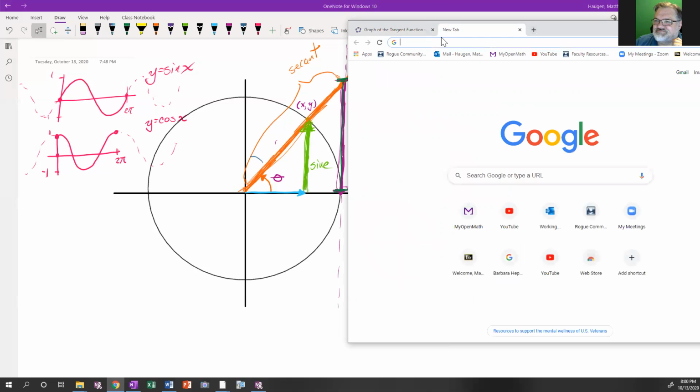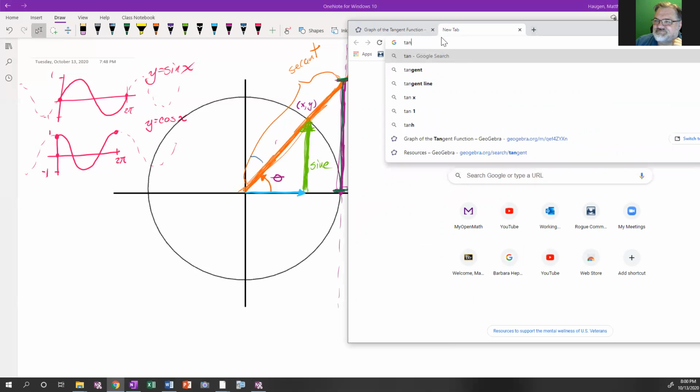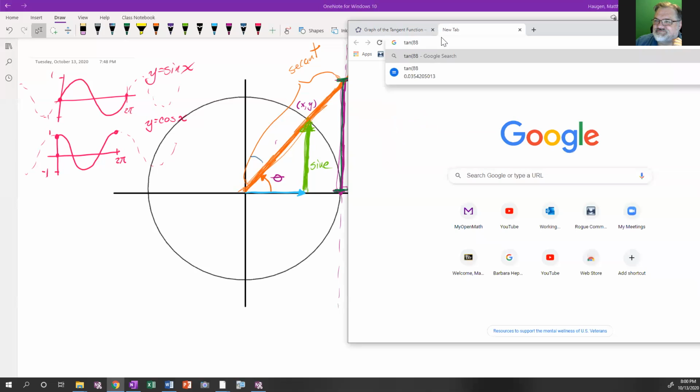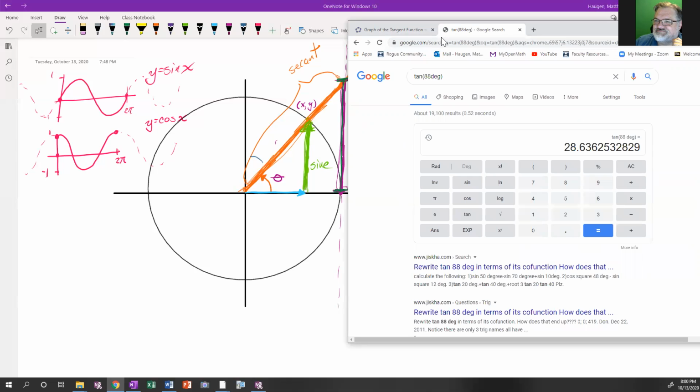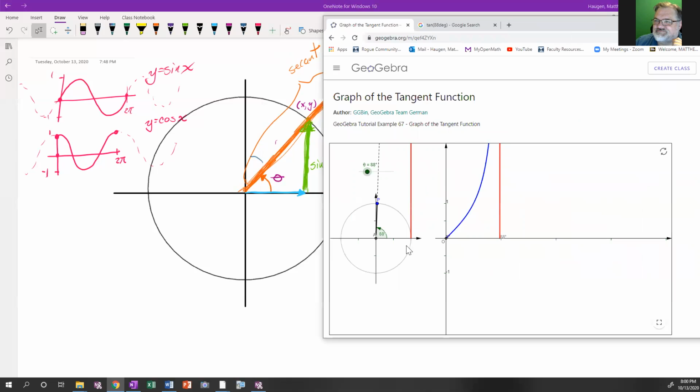Let's figure out what it is for the fun of it. Tangent of 88. And I want to make sure that's degrees. Tangent of 80 degrees is almost 30. Okay. So that length is getting to be almost 30.